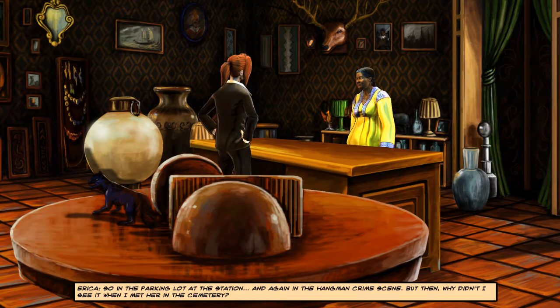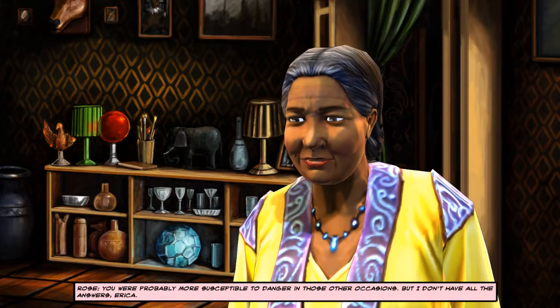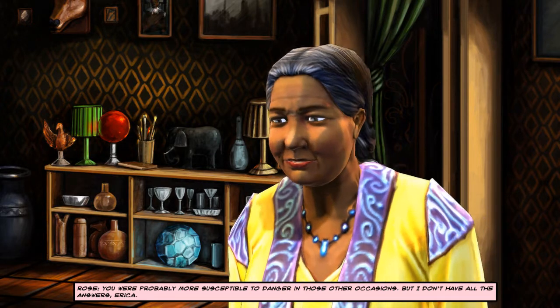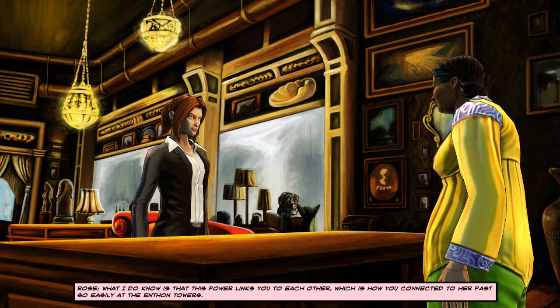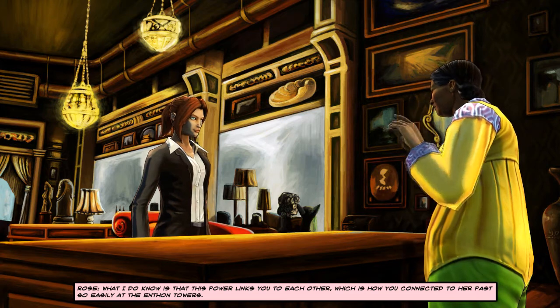But then, why didn't I see it when I met her at the cemetery? You were probably more susceptible to danger in those other occasions. But I don't have all the answers, Erica. What I do know is that this power links you to each other, which is how you connected to her past so easily at the Inthon Towers.